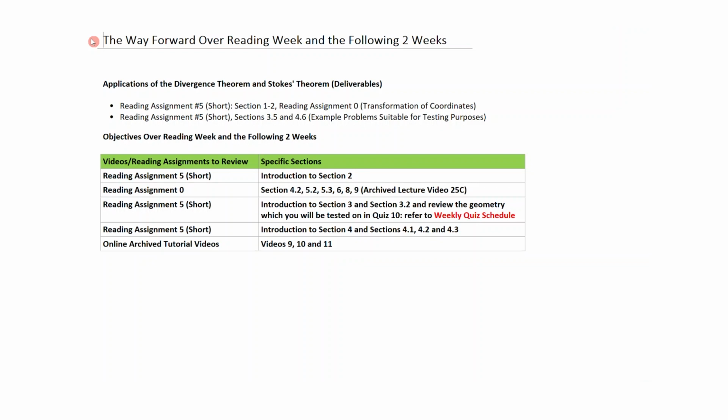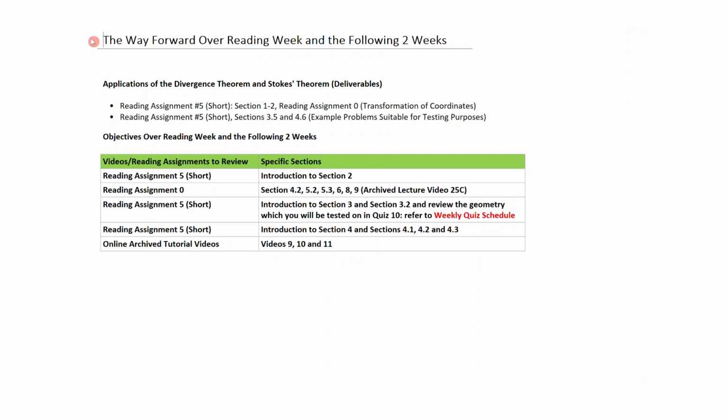Next, we'll be looking at section 3 and section 3.2 in reading assignment 5 short, and you'll be required to review the geometry, which will be tested on in quiz 10. You can just refer to the weekly quiz schedule to determine what the geometry for your tutorial section will be.